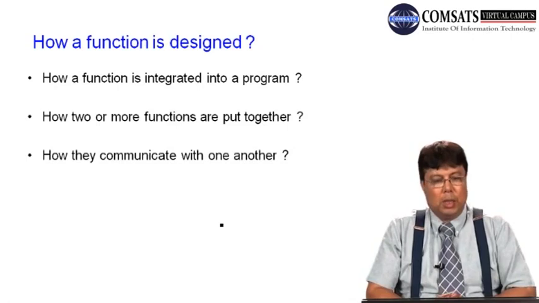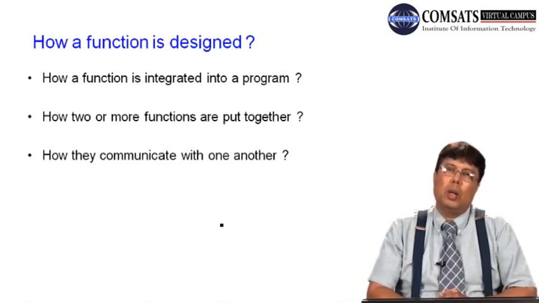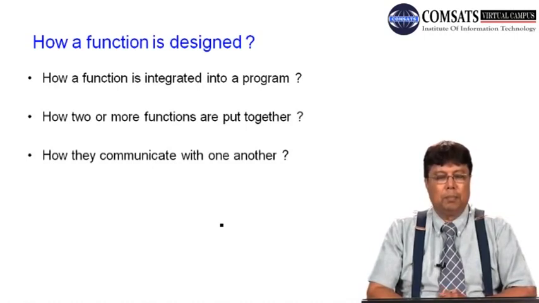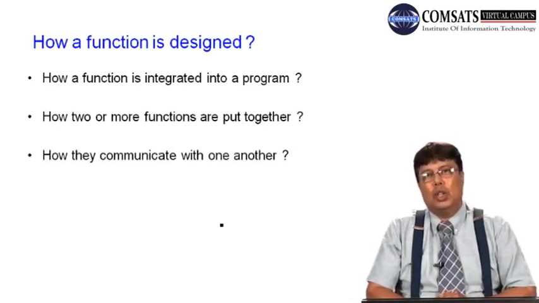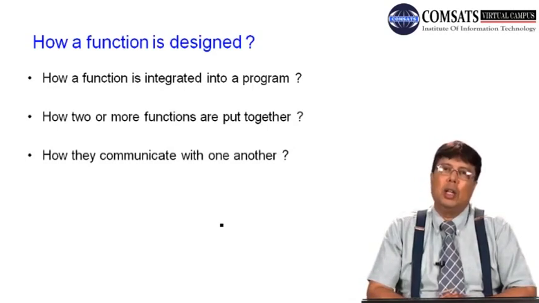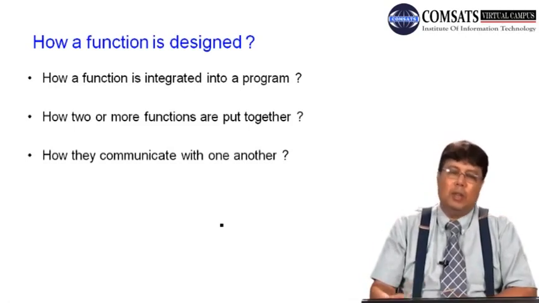Okay, and I will try to explain it. Then how two or more functions are put together. One function is done, you combined it, but if there is more than one function, then how are you going to combine more than one function together with the main program, and how can they communicate with each other? Now you have integrated these functions, but how is the data exchanged, how will they exchange the information with each other, or how should they communicate with each other.